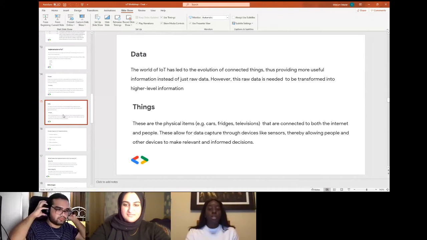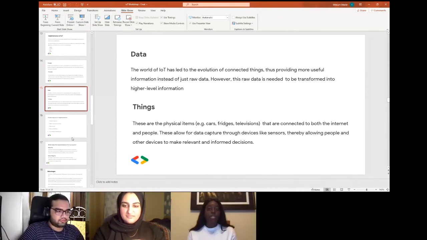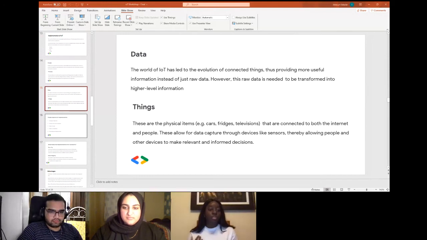So when you're talking about data, the world has become more intelligent, and the world of IoT has led to the evolution of connected things. Essentially, you need to be able to provide more useful information rather than just raw data. But raw data is needed before you can actually analyze information. So when you get this information from raw data, it can be transformed into higher level information, and thus can be sent back to computers, machines, and therefore people. When this happens, we're creating a more connected world, and we're also trying to alleviate different problems in the world and thus find solutions, because now we're able to talk to each other, we're able to analyze the data and process it into information. There's just so much we can do with IoT.